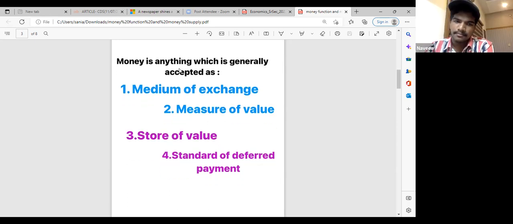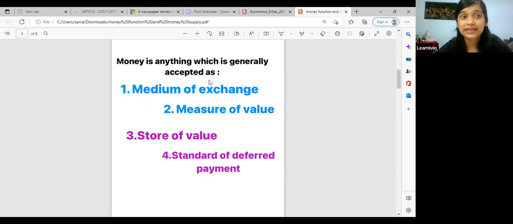Meaning of money. Money is anything which is generally accepted as, first, medium of exchange, second, measure of value, third, store of value, and fourth, standard of deferred payment. So basically this is the meaning of money.